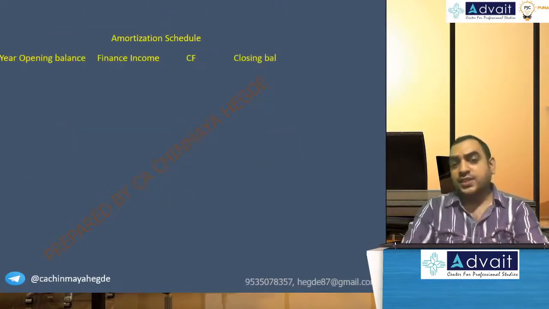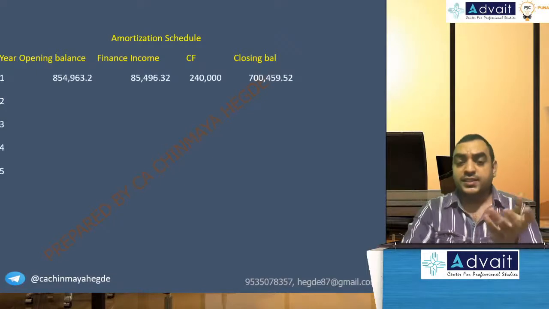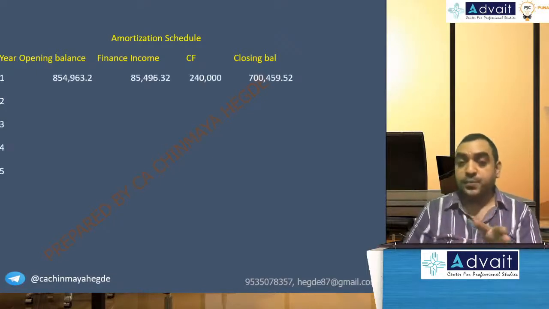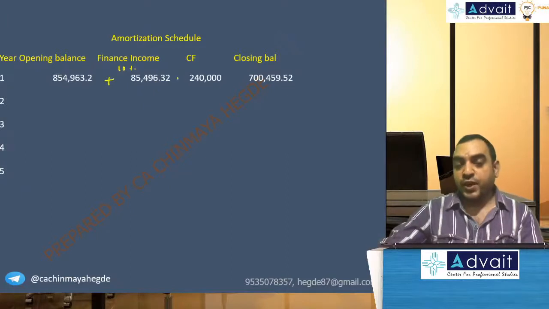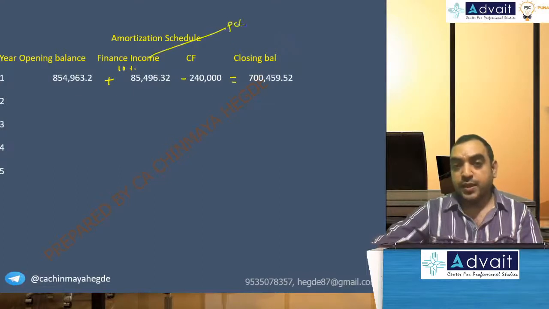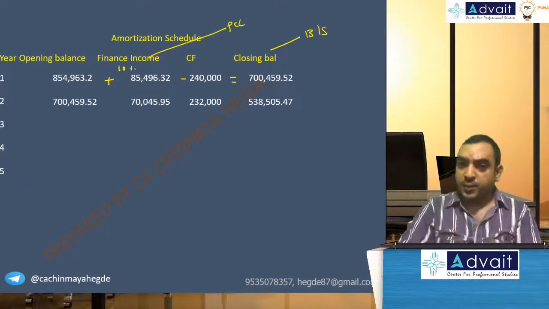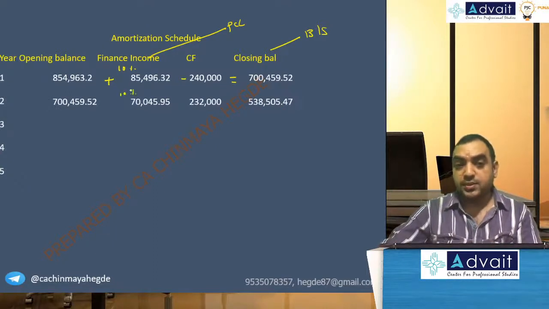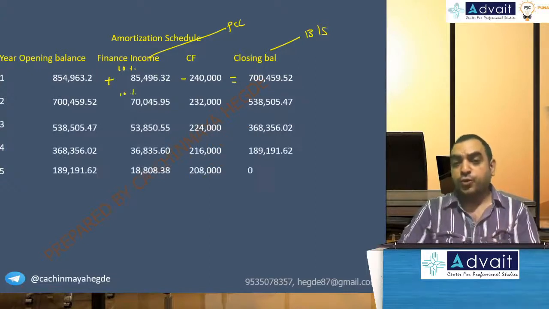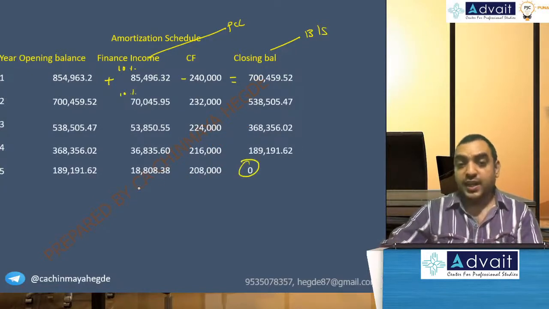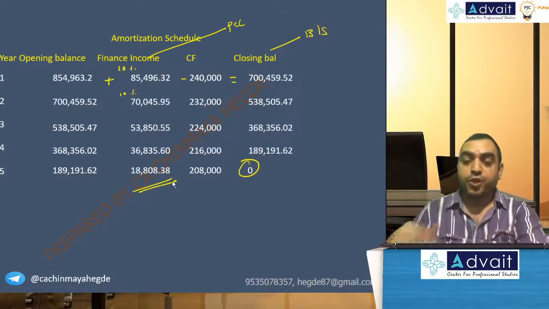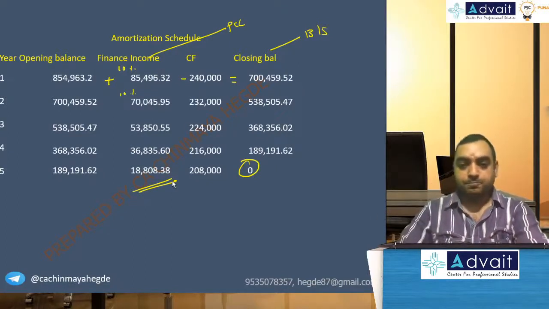Okay, now the amortization schedule, we have done amortized cost. Opening balance is 8 lakh 54,963. On that you charge 10% interest, 85,496, and the amount you receive, the first installment, 2 lakh 40,000. So 8 lakh 54,963 plus 85,496 minus 2 lakh 40,000 goes to closing balance, and this finance income goes to P&L and the closing balance goes to the balance sheet as financial asset. Now 7 lakh 459 becomes opening balance. On that you charge 10% minus 2 lakh 32,000 next installment. You keep on doing this. In the last fifth year the closing balance is 0, and the balancing figure you compute as finance income for the purpose of tallying it clearly.